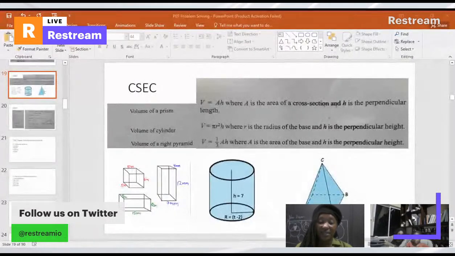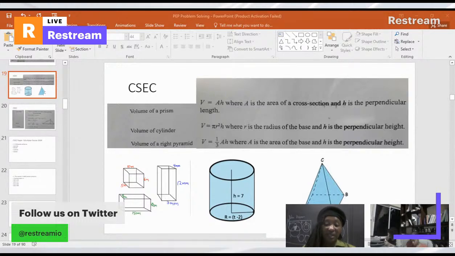So once the top and base are the same shape and they're connected by straight lines, we have a prism form. And the idea is first find the area of the base. So if it is a circular base, you would find the area of the circle, pi r squared, and multiply that by the height to get the volume.